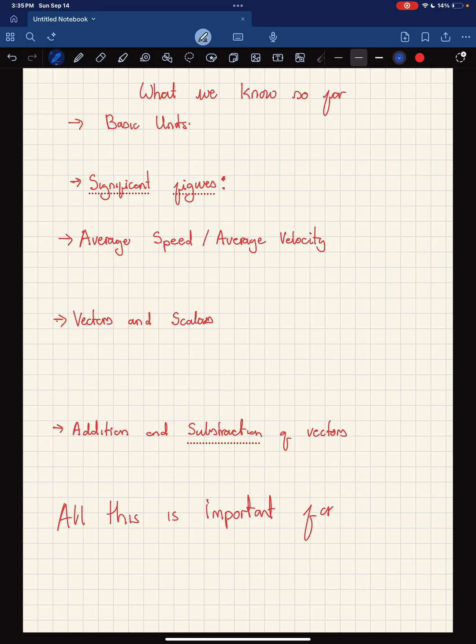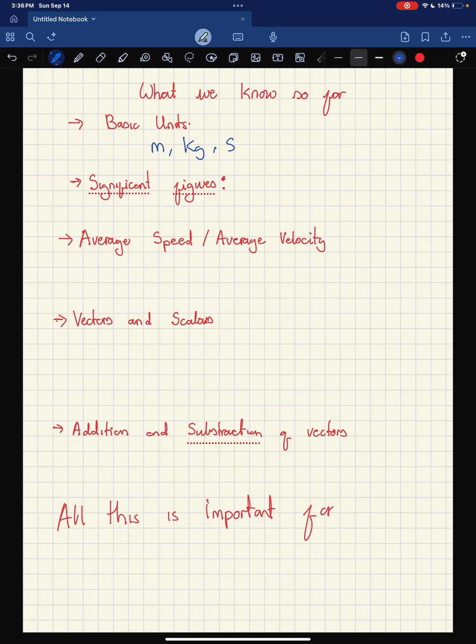Let's get started with a quick recap of everything we did last week. So we learned about the basic units. We got the meter, kilogram, and the second.